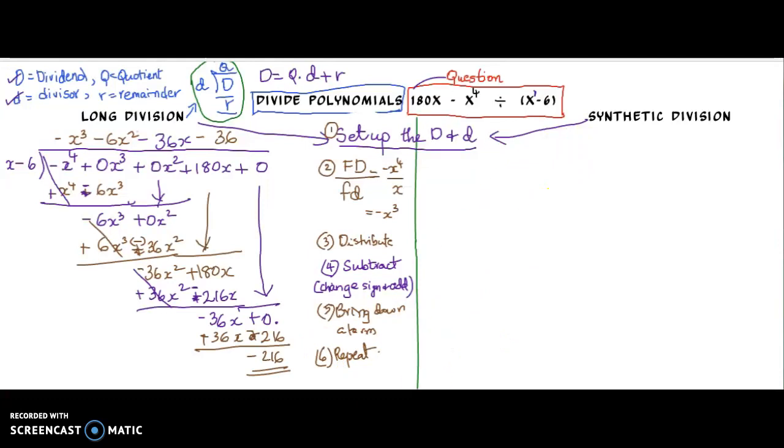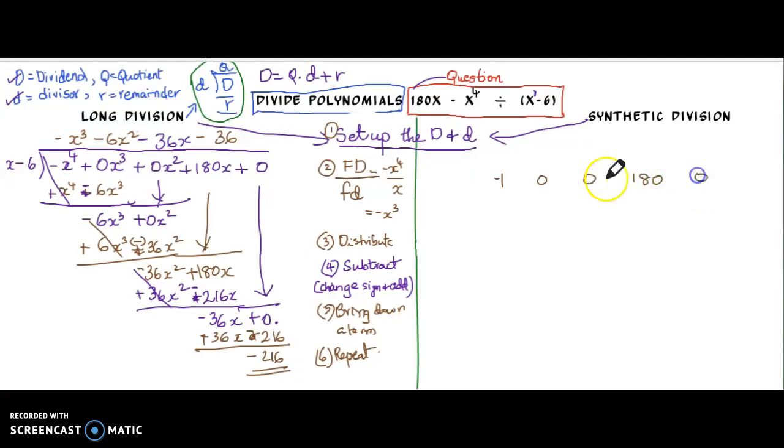So synthetic, the setup step is the same. In synthetic, the setup is the same, but I would not need the variables here. I only need the coefficients. I would set it up like this with the missing terms provided, and then I would write the coefficients separated, spaced out like that equally.